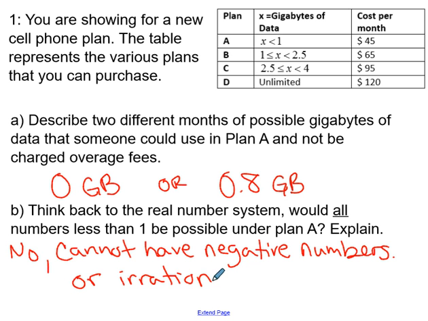Now, if you forgot what an irrational number is, it's a number whose decimal goes on, never repeats, and never terminates. So something like the square root of 2 is an irrational number. The square root of 2 doesn't make sense to us, not in the real world, so it wouldn't make sense in a real world concept. So we can't have negative numbers, we can't have irrational numbers.